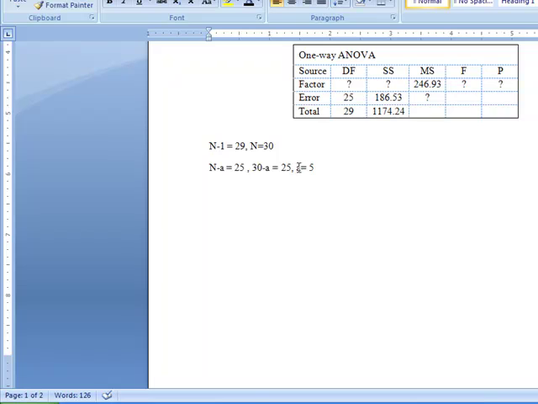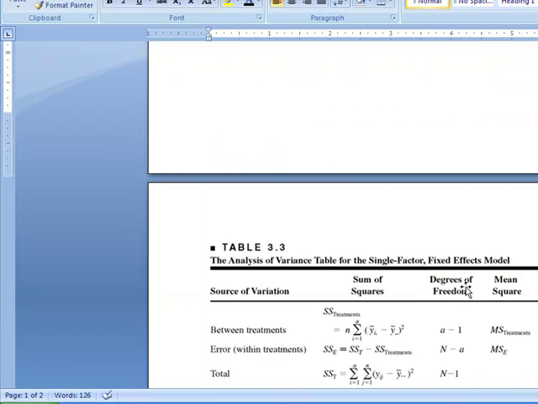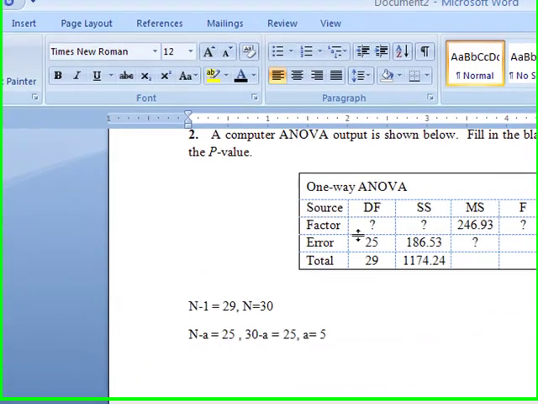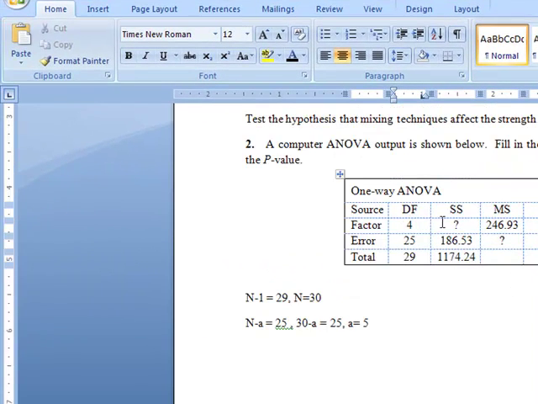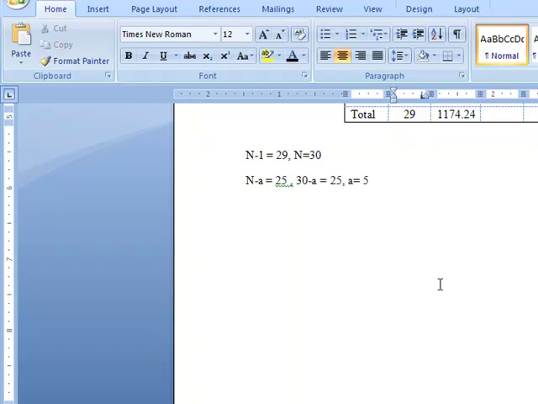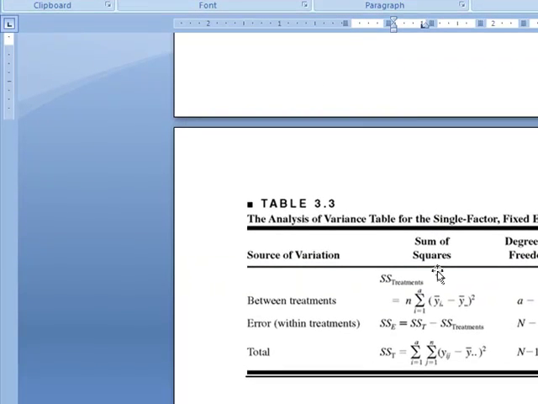A is the total number of factors, and the degrees of freedom for the factor is a minus 1. So a minus 1, 5 minus 1 is 4. Now to calculate the sum of squares for the factor, we will again look at the table.